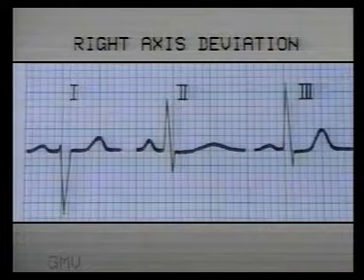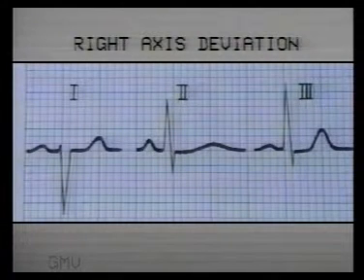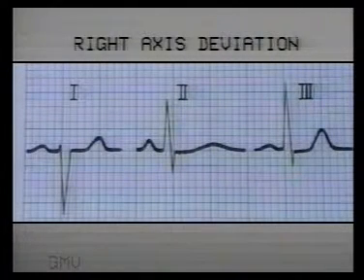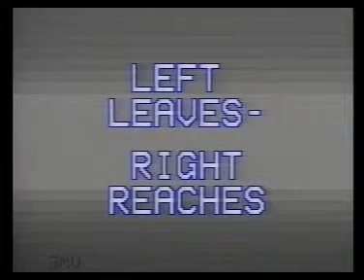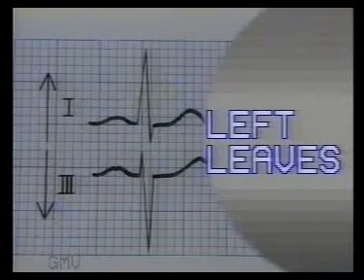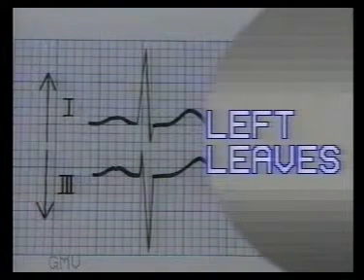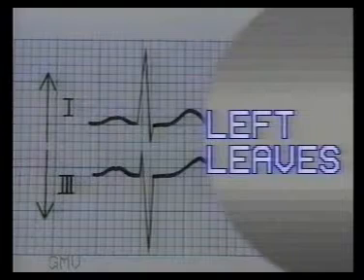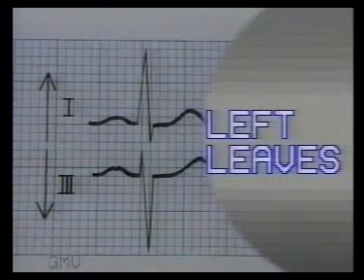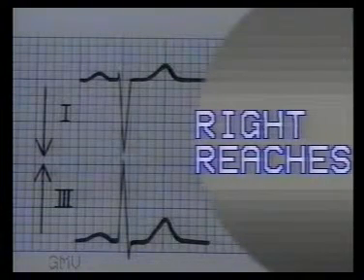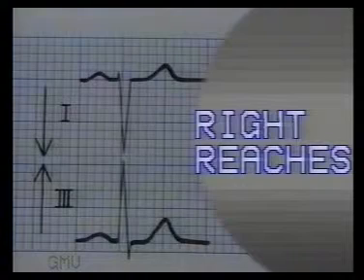In right axis deviation, there is a prominent negative deflection in lead 1 and a prominent R wave in lead 3. To avoid confusion, remember a simple mnemonic: left leaves and right reaches. Imagine lead 1 above and lead 3 below. The QRS complexes seem to leave one another in left axis deviation, that is left leaves, and QRS complexes seem to reach each other in right axis deviation, that is right reaches.